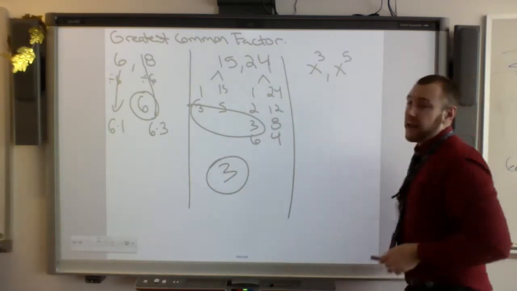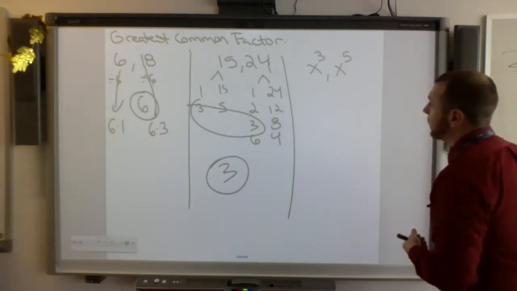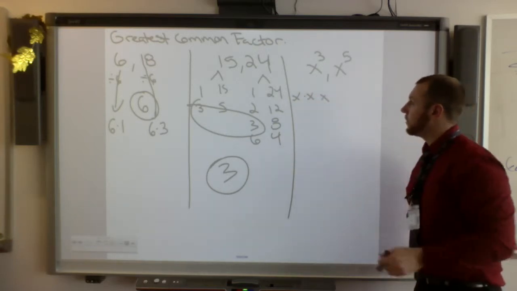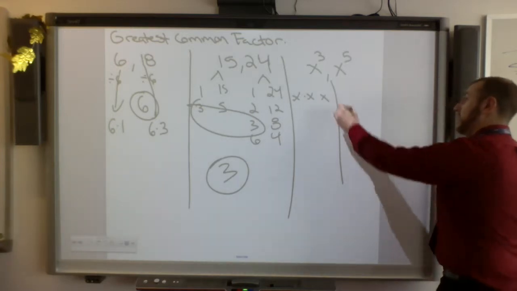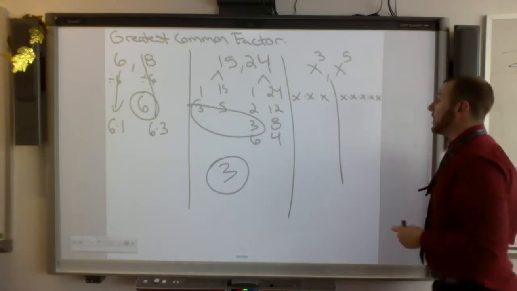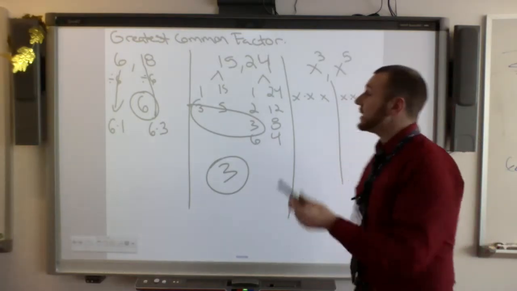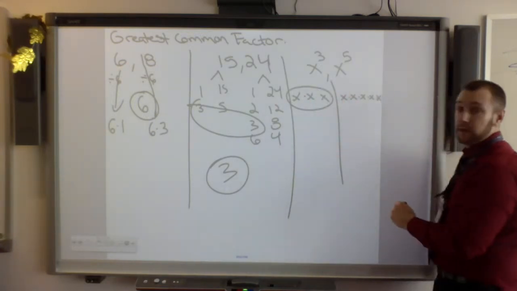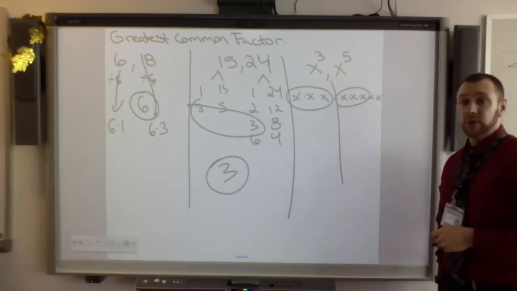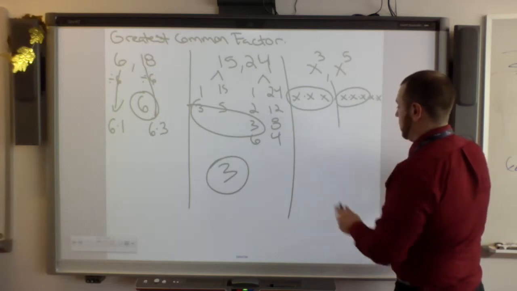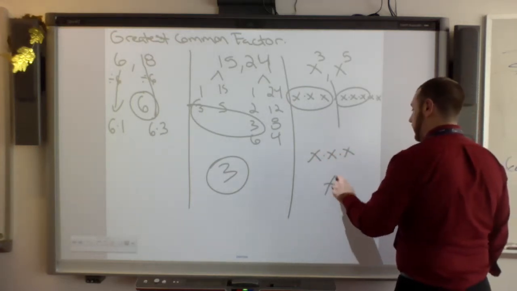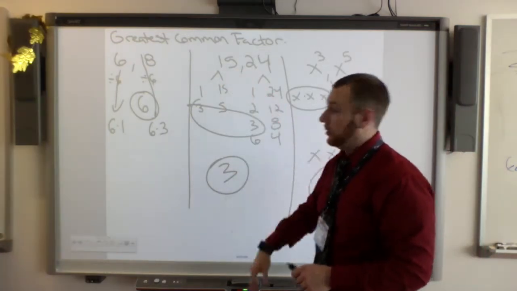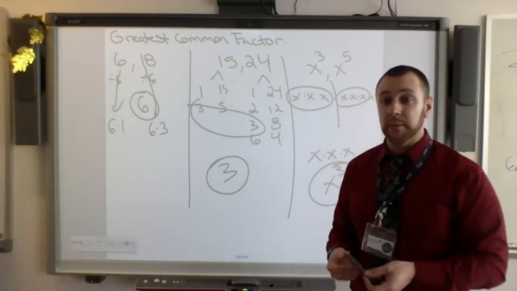The trick comes when you're dealing with x's. X to the third, x to the fifth. You have to remember what x to the third really means. This means x times x times x. That's x to the third. X to the fifth is x times x times x times x times x, x 5 times. So what we're trying to figure out is what is the most common thing in both lists. This list has 3 x's, and this list has 3 x's at least. So the greatest common factor here is x times x times x, or x to the third, because x to the third is in both of these, just like 3 is in both of these numbers and 6 is in both of these numbers. So that's what greatest common factor is.